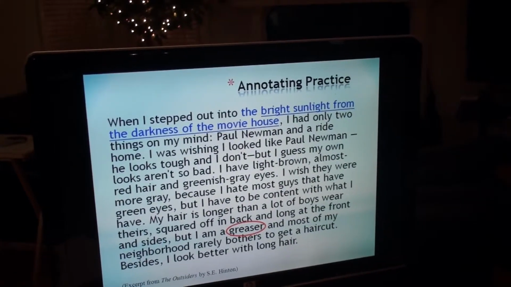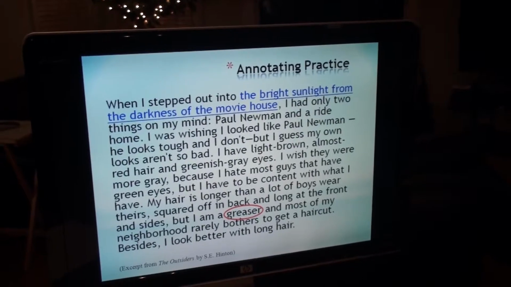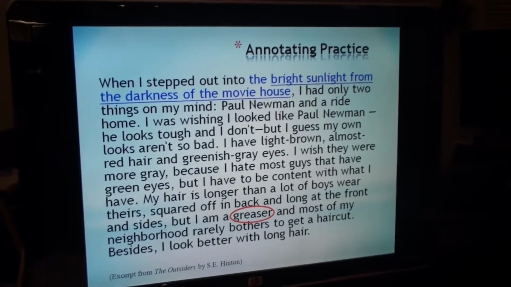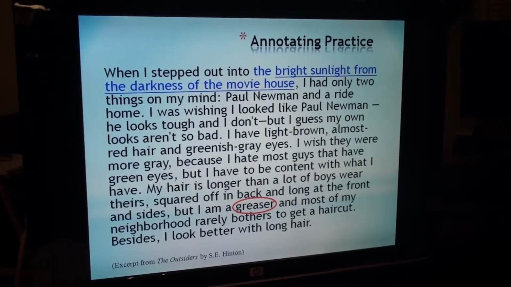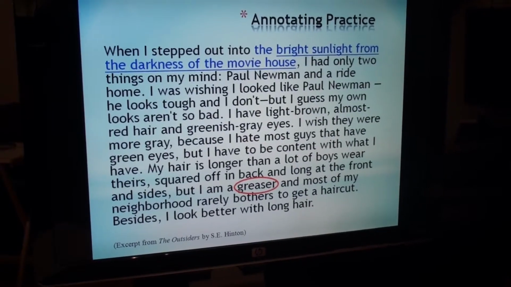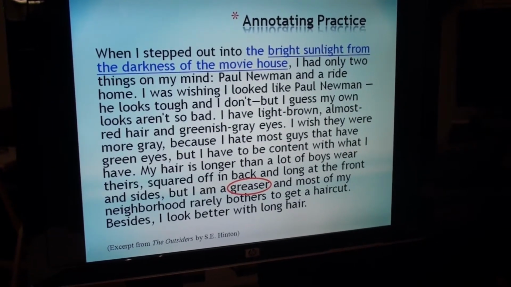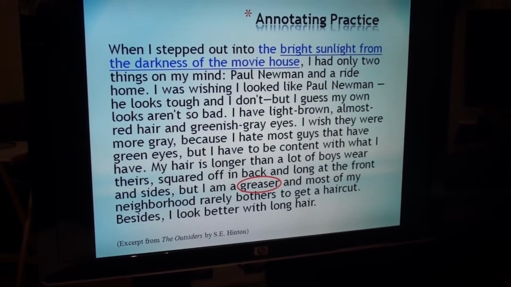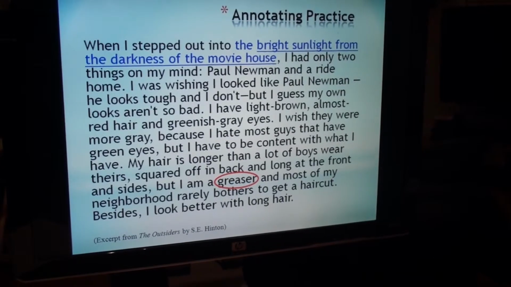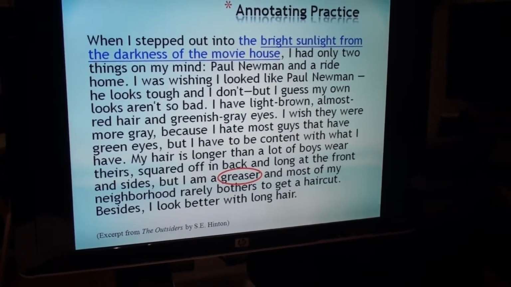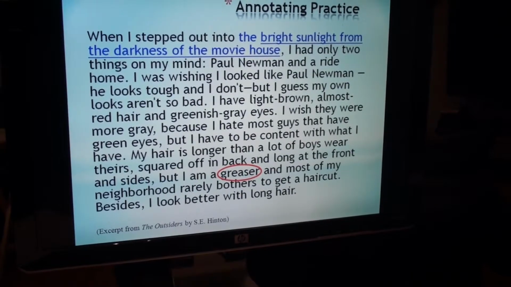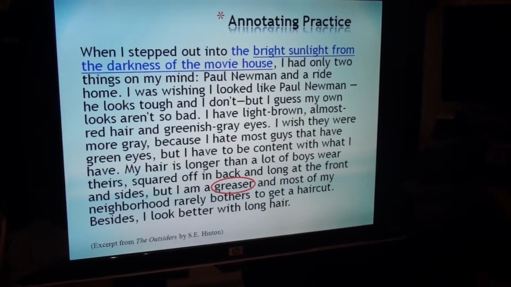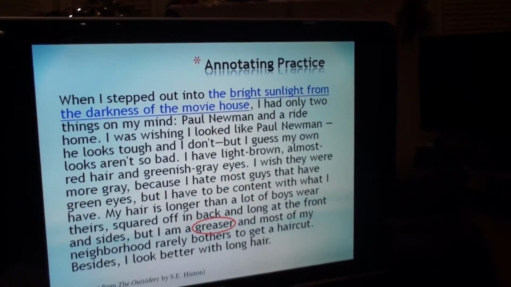Please follow along. When I stepped out into the bright sunlight from the darkness of the movie house, I had only two things on my mind: Paul Newman and a ride home. I was wishing I looked like Paul Newman. He looks tough and I don't, but I guess my own looks aren't so bad. I have light brown, almost red hair and greenish gray eyes. I wish they were more gray because I hate most guys that have green eyes, but I have to be content with what I have. My hair is longer than a lot of boys who wear theirs squared off in back and long at the front and sides, but I am a greaser, and most of my neighborhood rarely bothers to get a haircut. Besides, I look better with long hair.